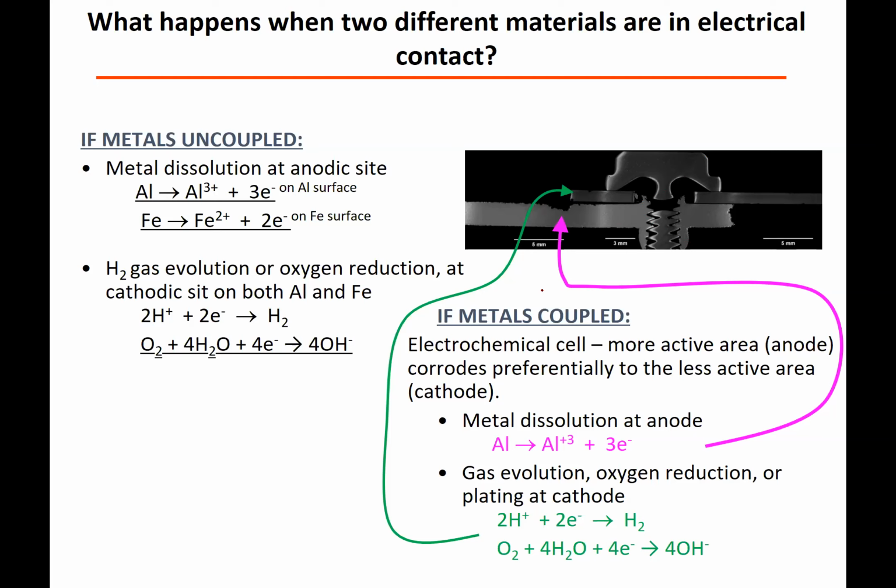But if the metals are coupled, as I mentioned, then you can have the galvanic reaction where you can have metal dissolution at the anode. So then aluminum 3+ ions are being dissolved and going into the electrolyte. And what remains is, of course, aluminum, but it's now missing some mass, and that's at the pits.